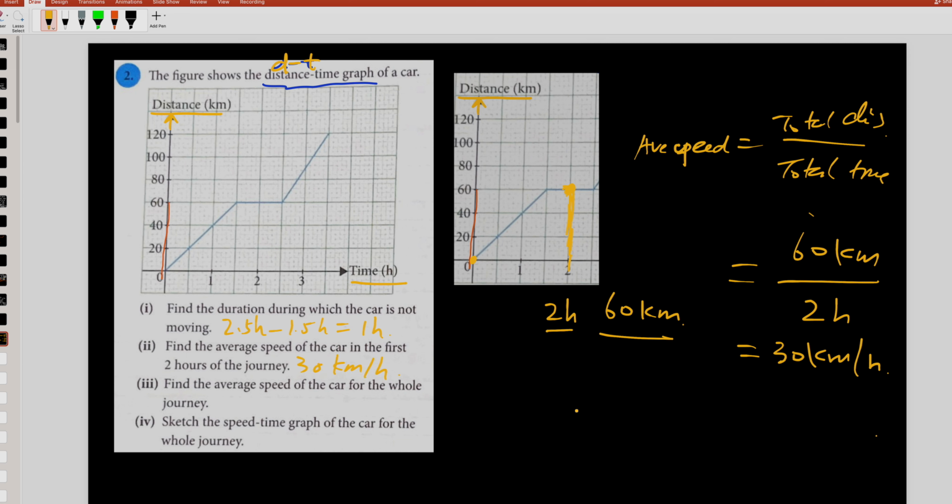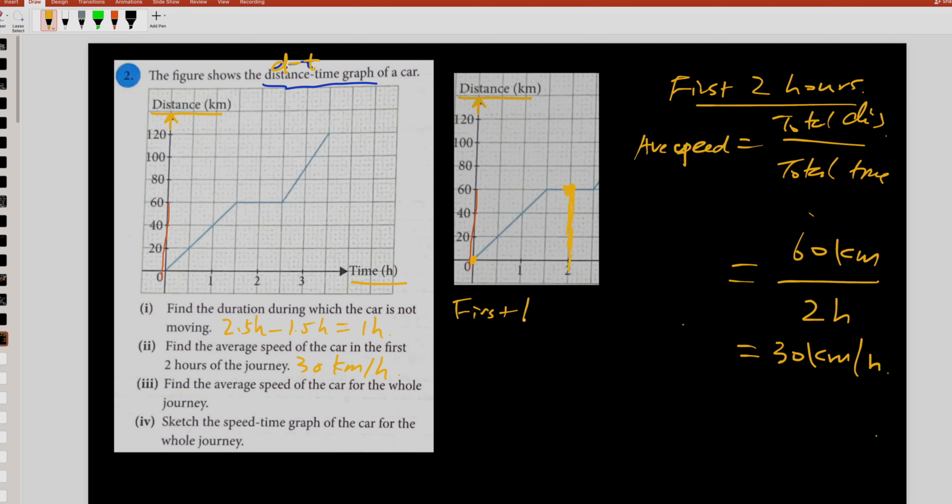Clear or not? This is for the first 2 hours, okay? What if they ask for the first 1 hour? So what do you do? You go to the 1 hour, you read. At this point, this is 1 hour and 40 kilometer, right? So according to the formula, 40 kilometer divided by 1 hour, the average speed equals 40. Can you see the difference? And it's supposed to be different. Okay? So I have done part two.